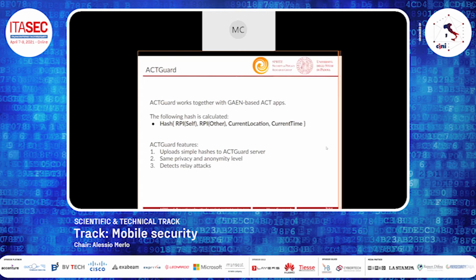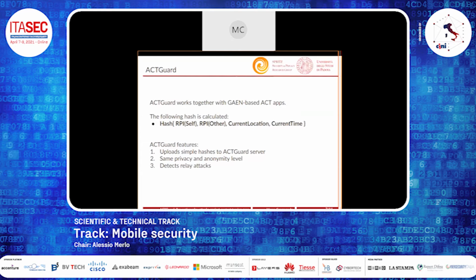So we developed ACTGuard, which works together with GAEN-based apps. It calculates a hash with 4 elements: the RPI of itself, the RPI from the other user, which was broadcasted and received by ACTGuard, the current user location, and the current time. ACTGuard uploads those hashes to the server whenever a user is found positive, and maintains the same privacy and anonymity level because it just shares hashes.